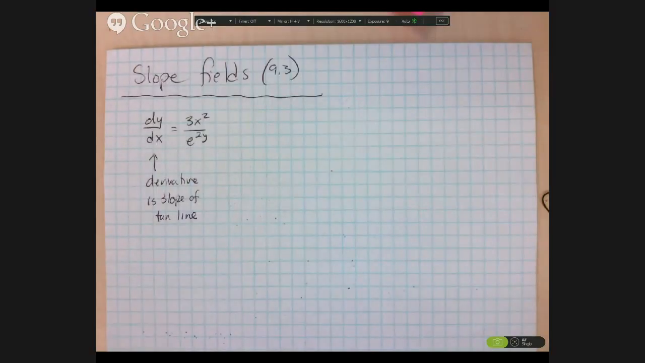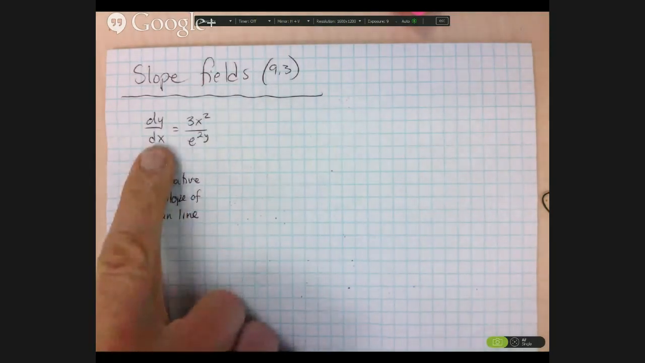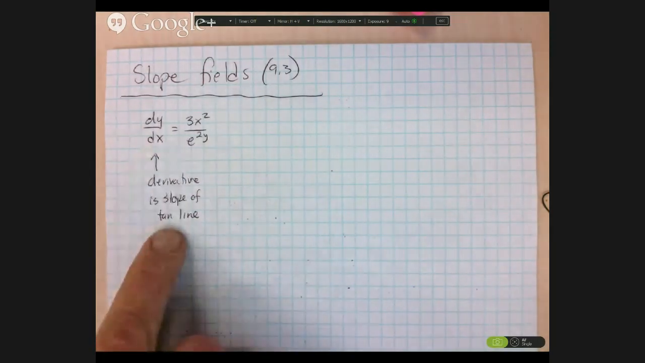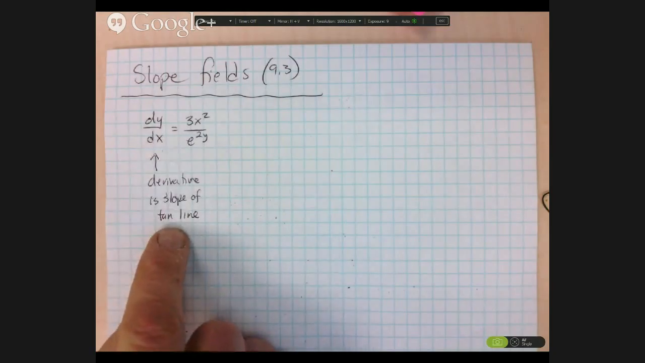Okay, we're going to create slope fields from a differential equation. What you need to remember is that a differential is a derivative that gives us the slope of tangent lines. The only thing we don't have is, I'll give you an initial value later for a specific solution, but the slope field contains all possible solutions of that differential.